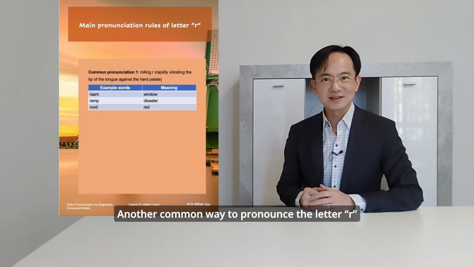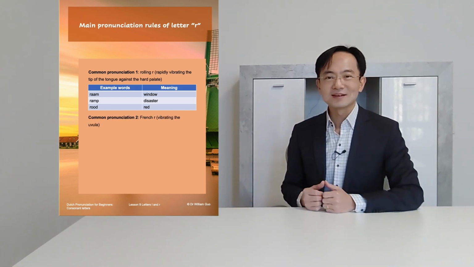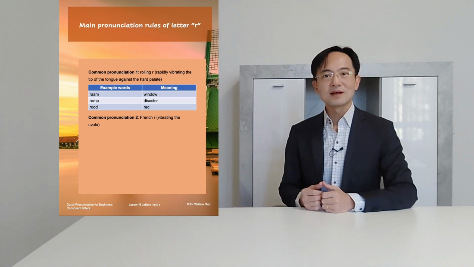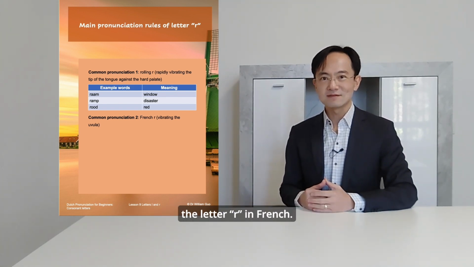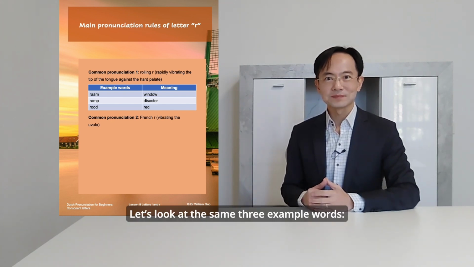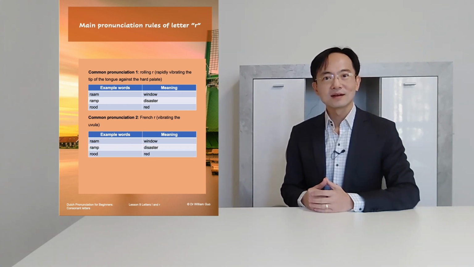Another common way to pronounce the letter R is to vibrate the uvula. It sounds like this. This is very similar to the pronunciation of the letter R in French. Let's look at the same three example words. Raam, ramp, rood.